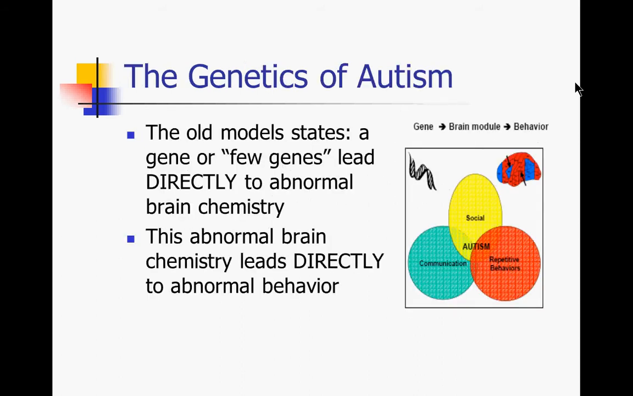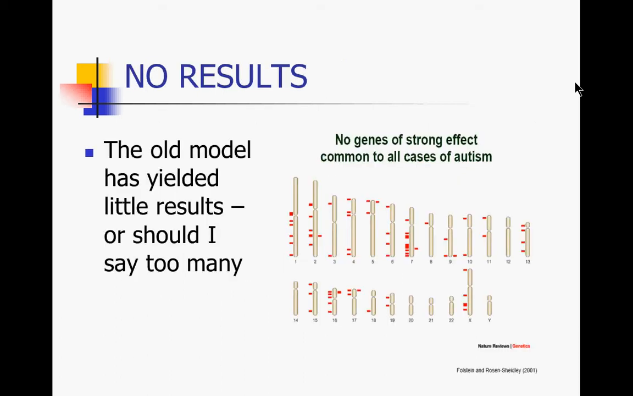So first of all, the old model of genetics states that genes lead to abnormal brain chemistry, that somehow there is a gene that creates behavior, and that this abnormal brain chemistry leads to this abnormal behavior, which is classified as autism, where we have the repetitive behaviors, the communication aspects, the social aspects. And thus why lots of research has been trying to find the gene that causes autism.